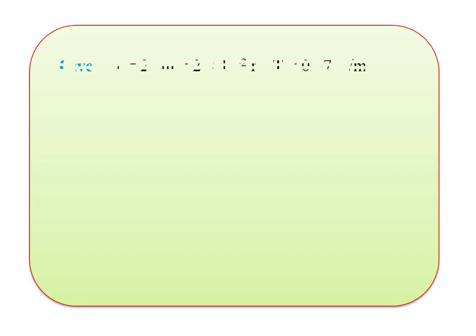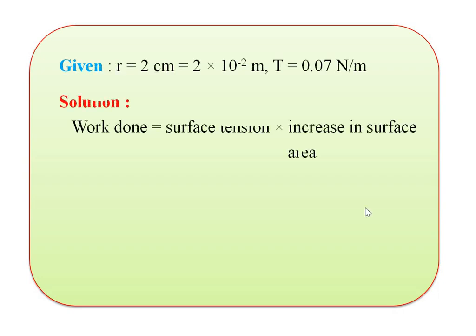Let's see the solution. Here once again the given data. As we know, work done is equal to surface tension into the increase in the surface area. So we have to write the formula, that means dW is equal to T times dA. That means dW is equal to T into 2 into 4 pi r square.